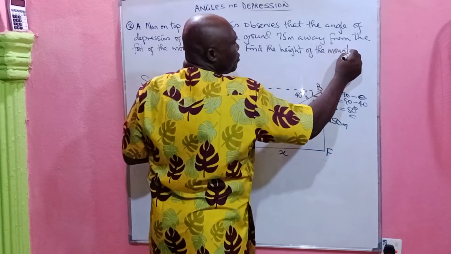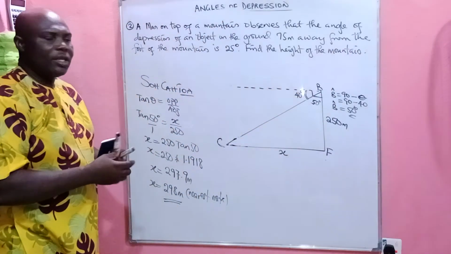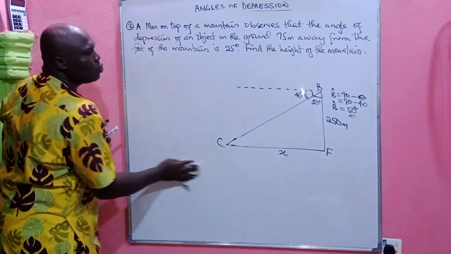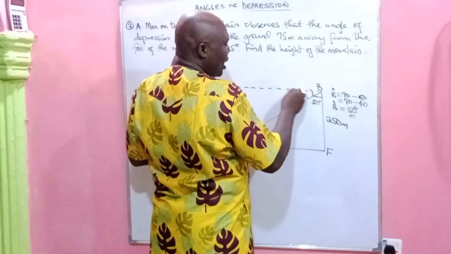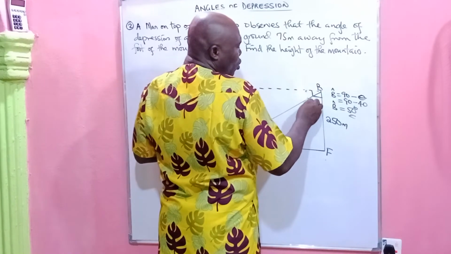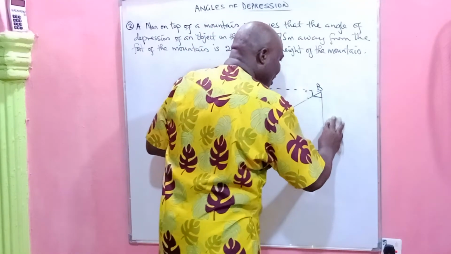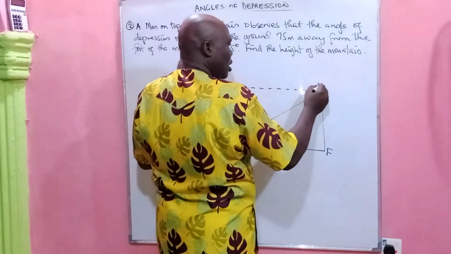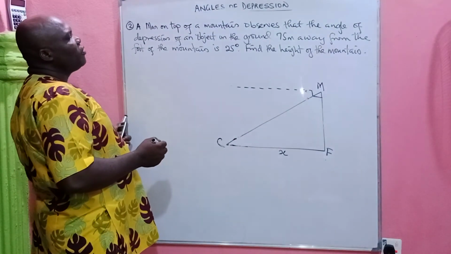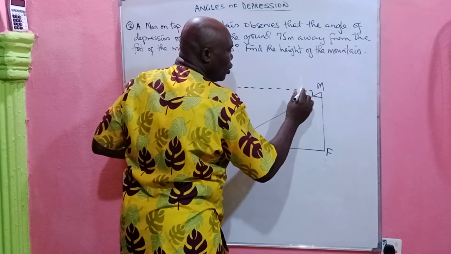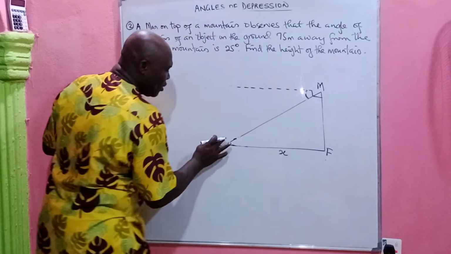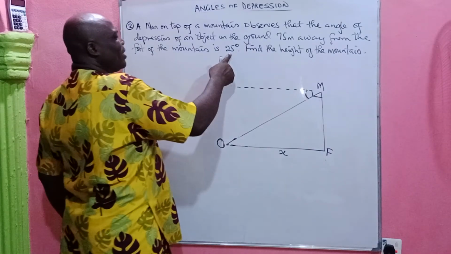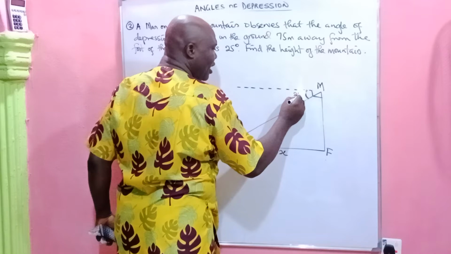All right, so here we want to find the height of the mountain based on this information we've been given. Let's see how we can do that using either of the two methods. So we have that a man is here on top of the mountain. This is where the man is, and he observes the angle of depression of an object on the ground. The object is here on the ground. The angle of depression is 25 degrees. So here is 25 degrees.